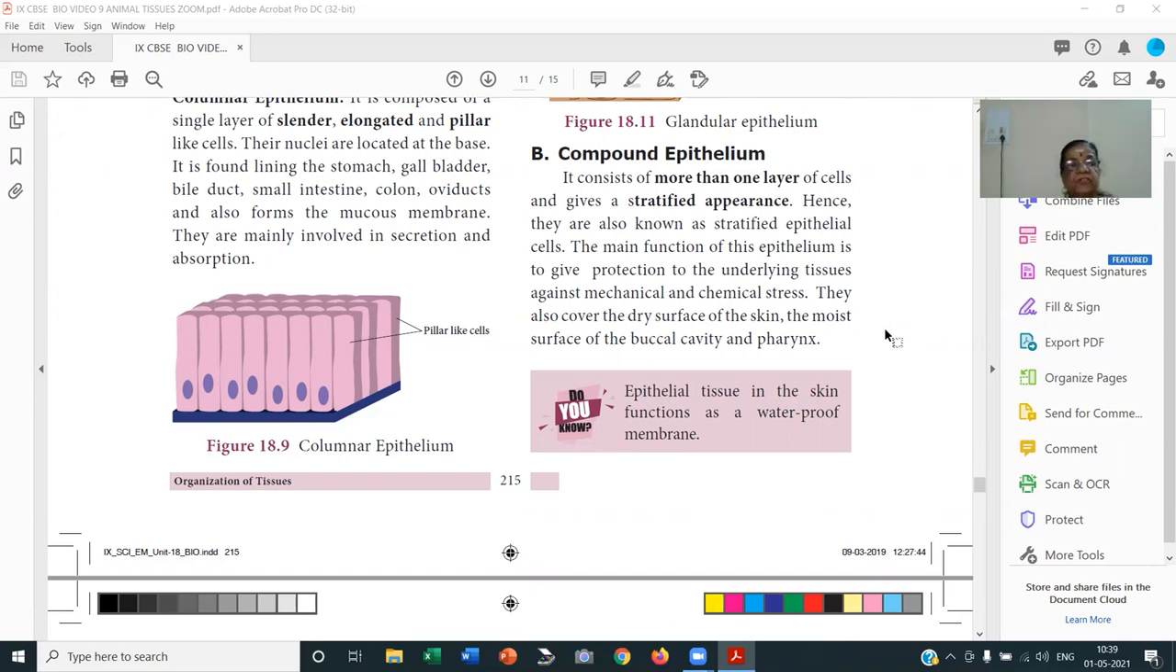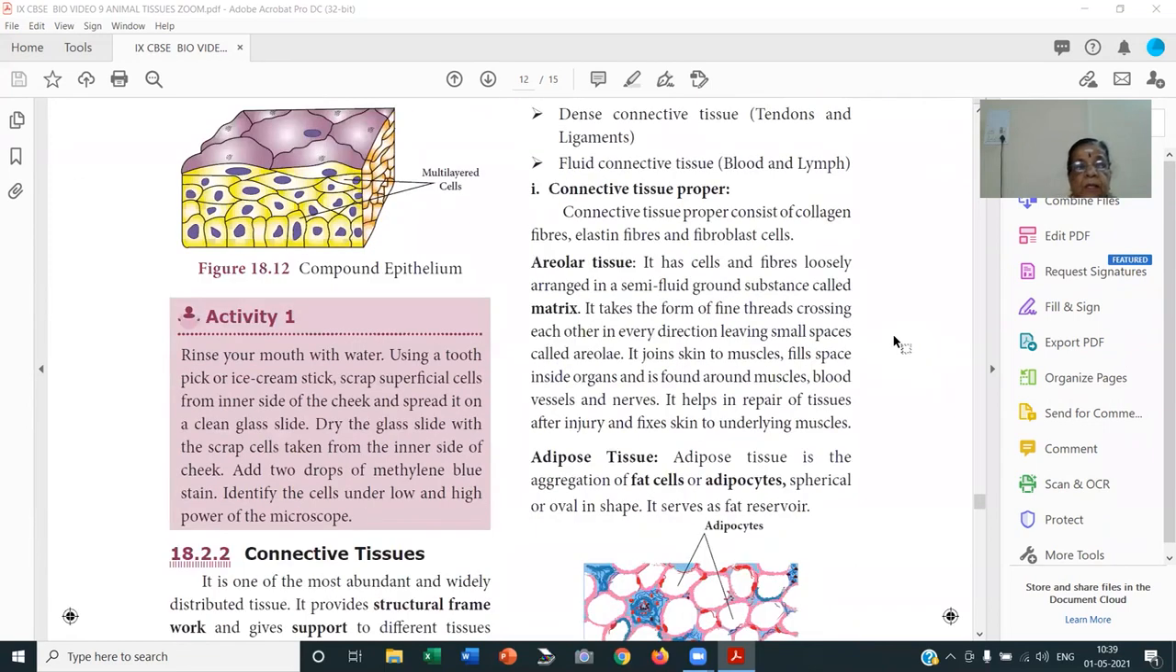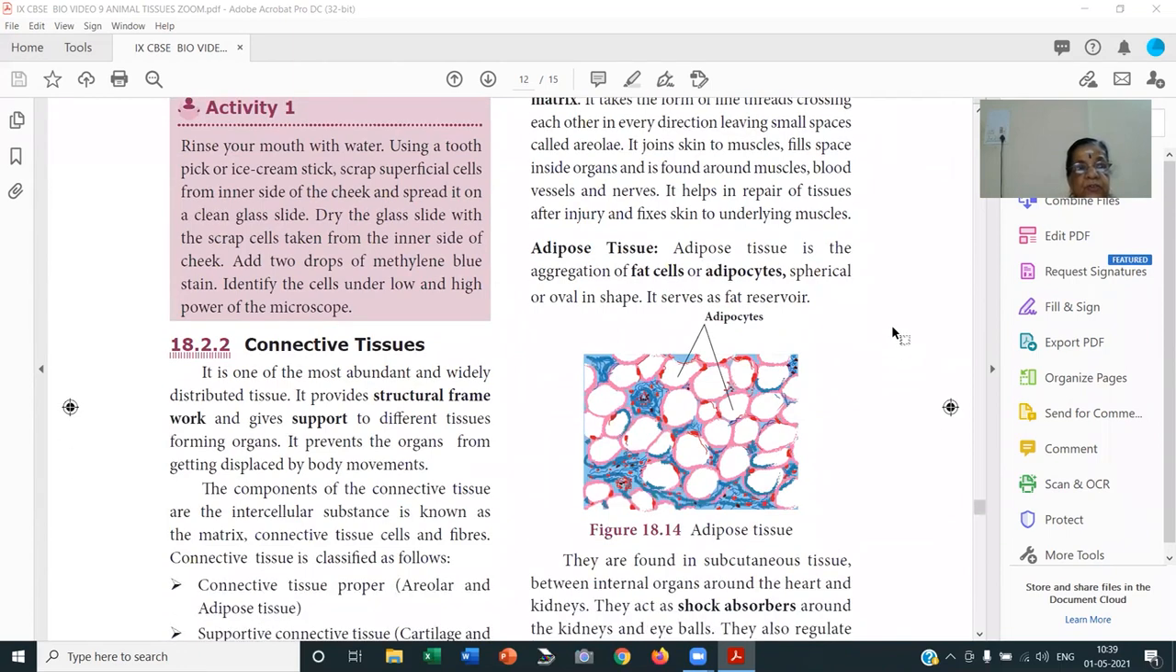This is columnar epithelium. Then, connective tissue is one of the most abundant and widely distributed tissues. It provides a structural framework and gives support to different tissues forming organs. It prevents the organs from getting displaced by body movement. I hope you understand this.